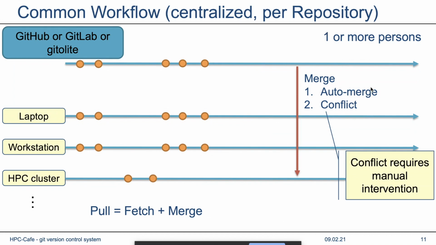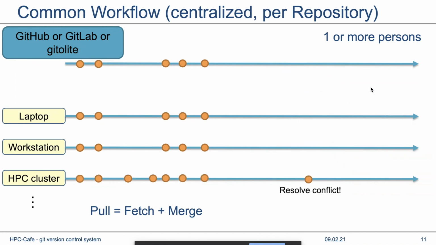Git then will notify you that this file couldn't be automatically merged, and that you have an unmerged file which requires manual intervention. This means you now have to resolve this conflict by hand. By this, you create an additional revision which does the merge, and then you push this resolved conflict back to the server, and you are fine again. So that's the basic workflow and what can happen.